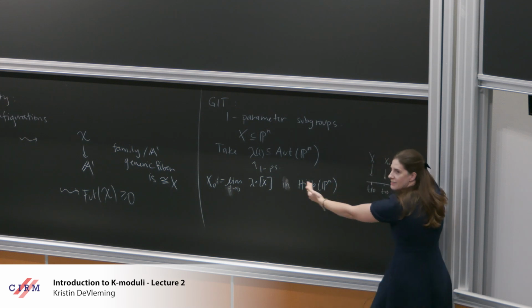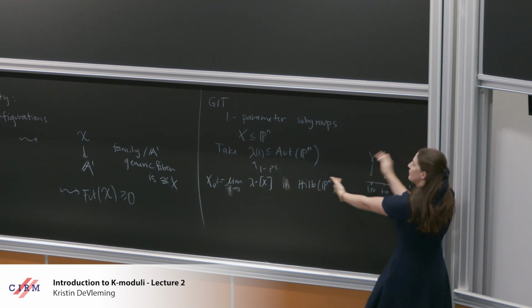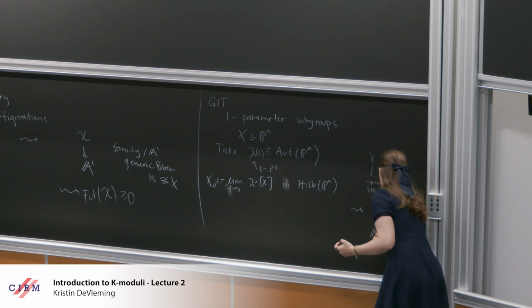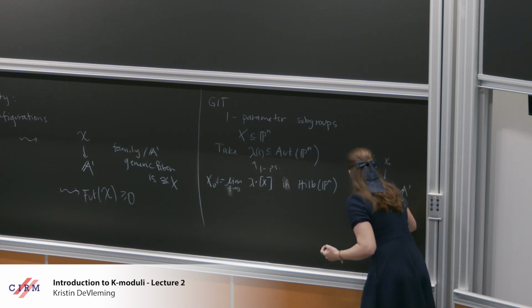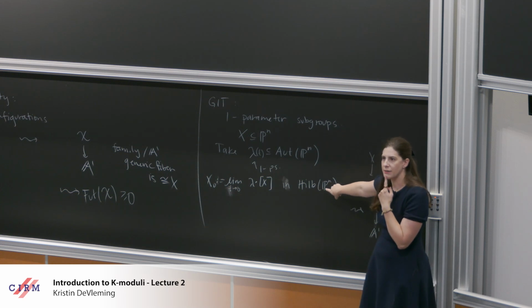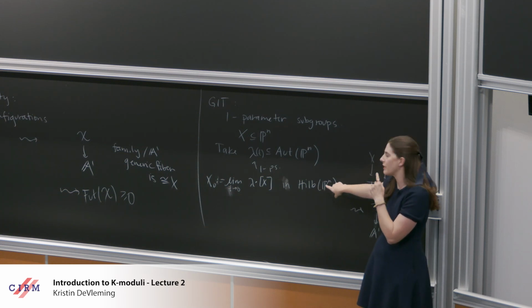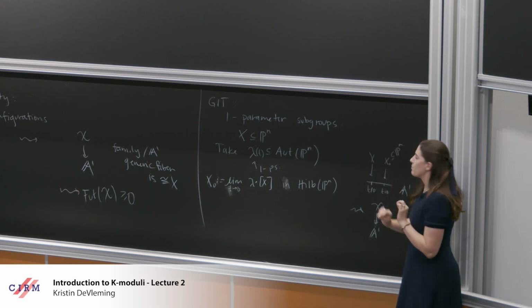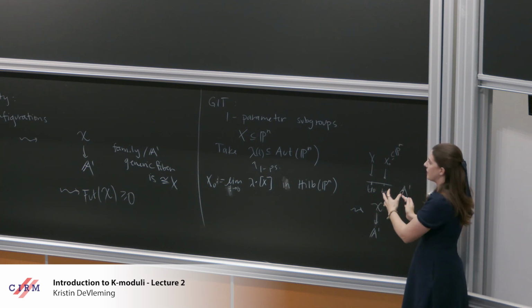But this is a test configuration, right? This is a family x over A1. But it's a special family, x over A1, where the central fiber is in that same Pn. The central fiber is the limit in the Hilbert scheme. So x0 is still inside the same Pn. But in any case, this is a test configuration.